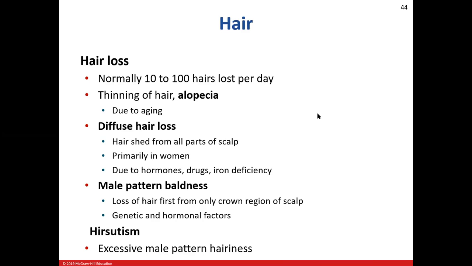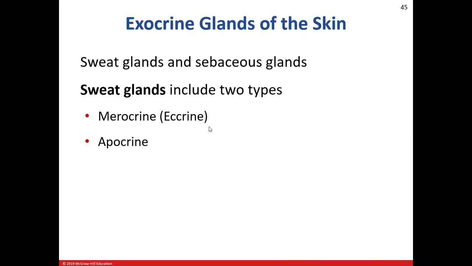We also look at male pattern baldness. With male pattern baldness, we see the loss of the hair first from only the crown region of the scalp. This is the result typically of some sort of genetic factor, but can also include some hormonal factors. We also have hirsutism, and this is excessive male pattern hairiness. So when you start growing significant amounts of hair in different parts of your body, this is where we see these excessive hair patterns.